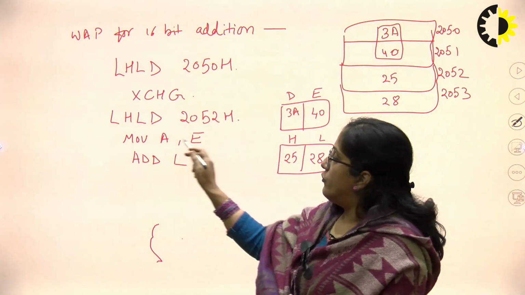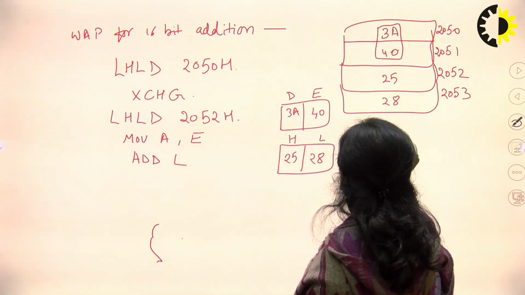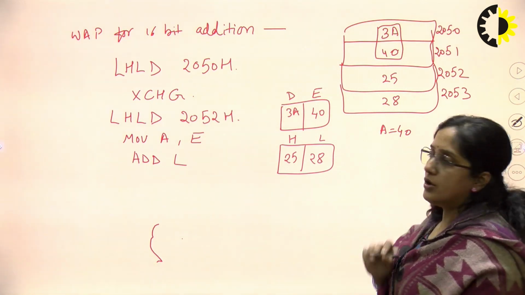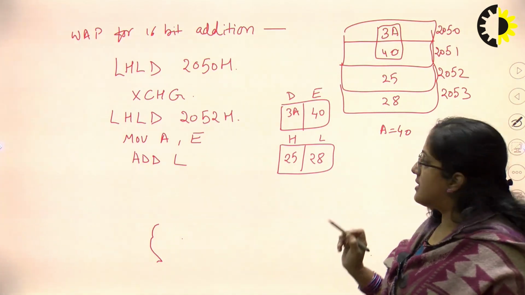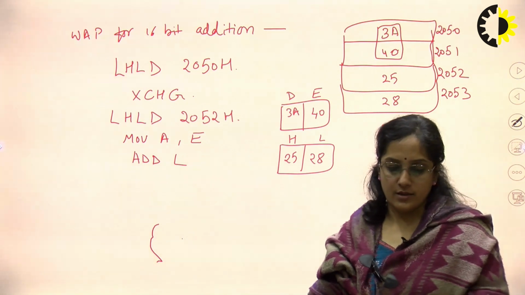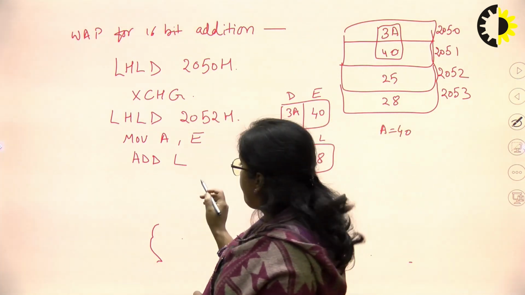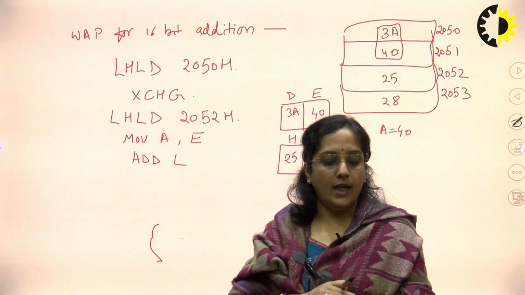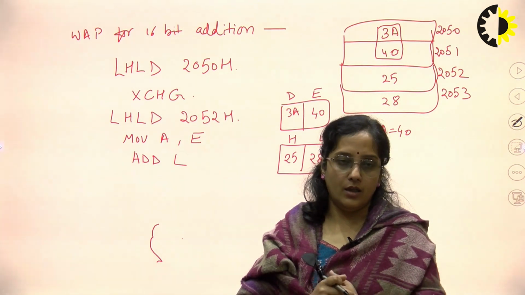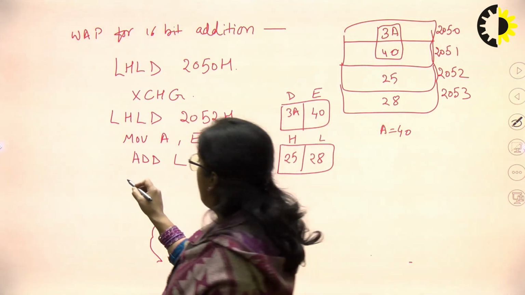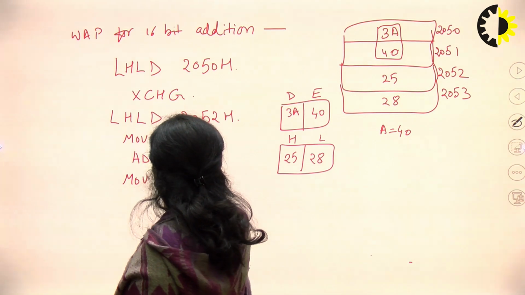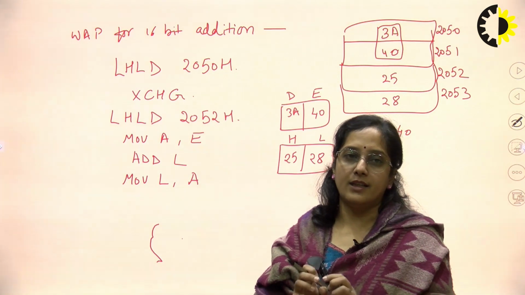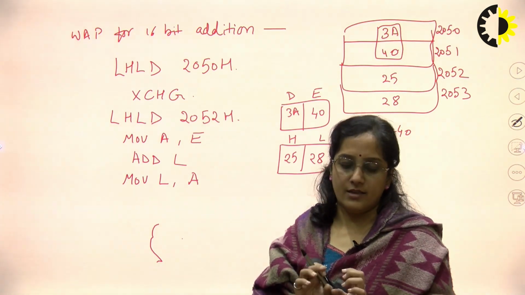When we write MOV A, E, A now has 40, and ADD L. So this 40 will be added with 28, and the result will be stored in the A register. So MOV A, E, E content will be in A, ADD L, and the content will be in the accumulator. Now we will move this result to the L register, so that the lower byte result will be in the L register.